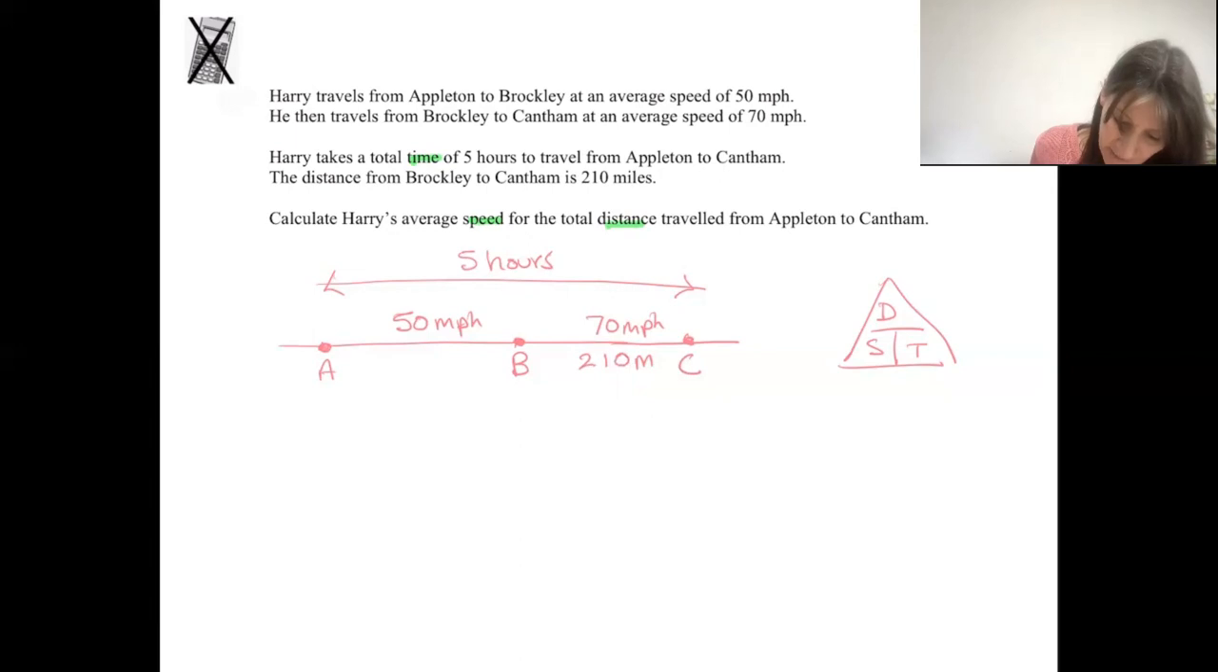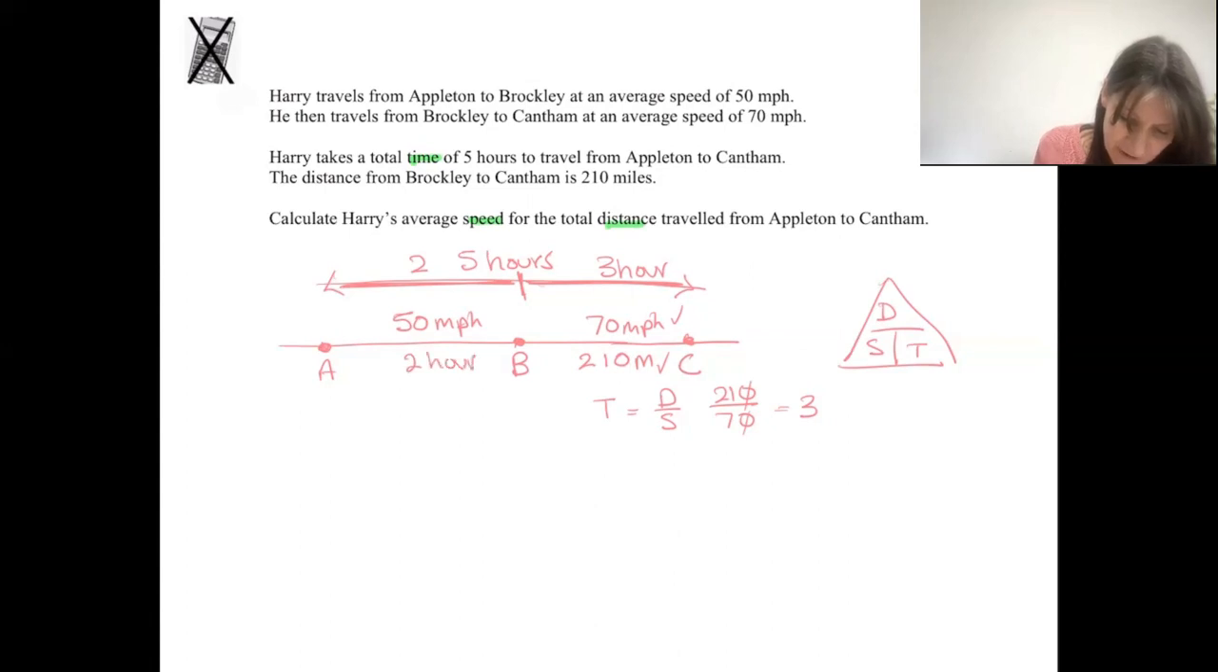So what have I got? I've got my speed and I've got my distance. So I can calculate the time that's traveled here. So time is equal to distance divided by speed. My distance is 210, which I have to divide by 70. Cross the zeros. How many 7s in 21? It's 3. So I now know that this part of my journey took 3 hours, which means this part of my journey took 2 hours.